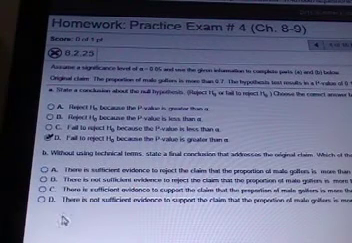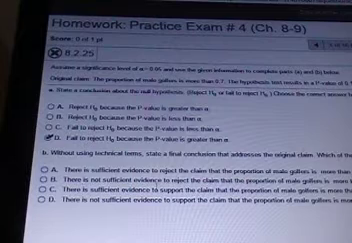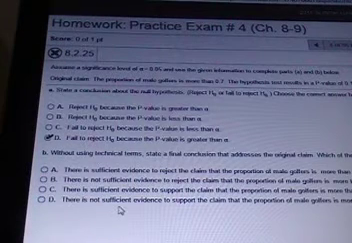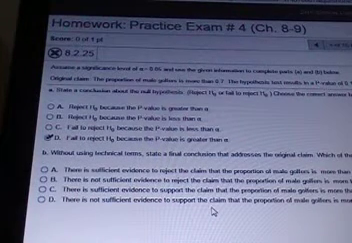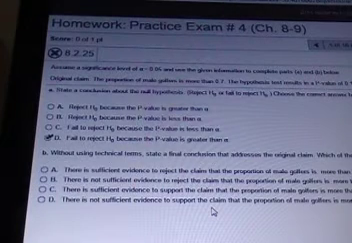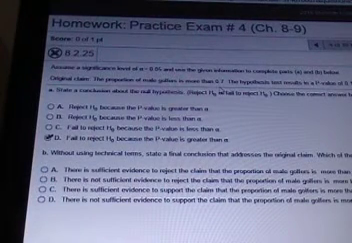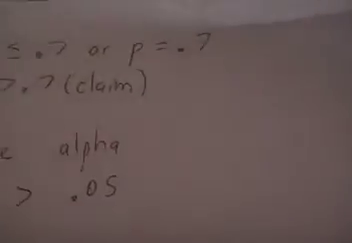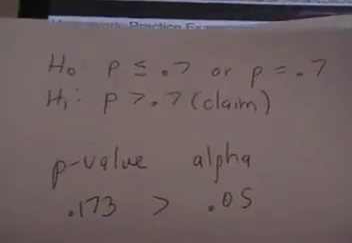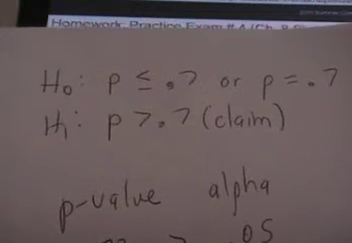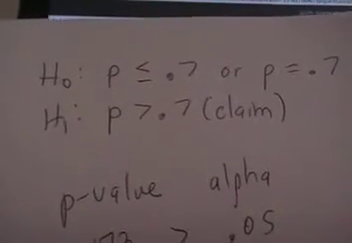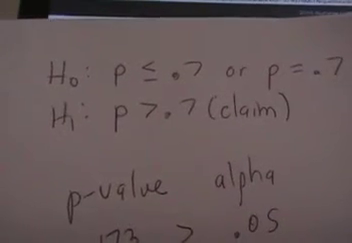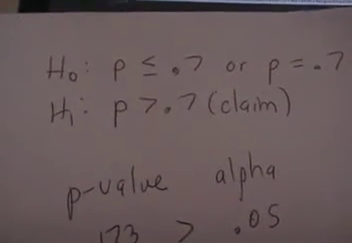The difference between B and D is that it says there's not sufficient evidence to reject the claim or there's not sufficient evidence to support the claim. That goes back again to where the claim was. In this problem, the claim was that the proportion is more than 0.7, so the claim is actually in the alternative hypothesis. We're always trying to reject the null. So if the claim's in the null, we're trying to reject it. If the claim happens to be in the alternate, then we're trying to support it.